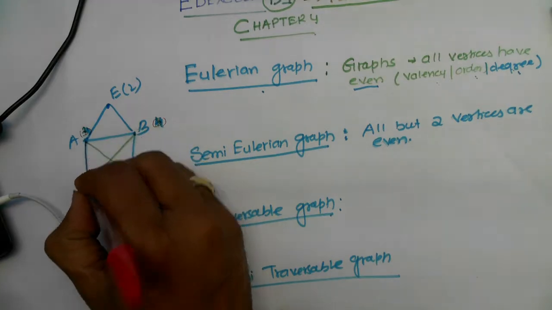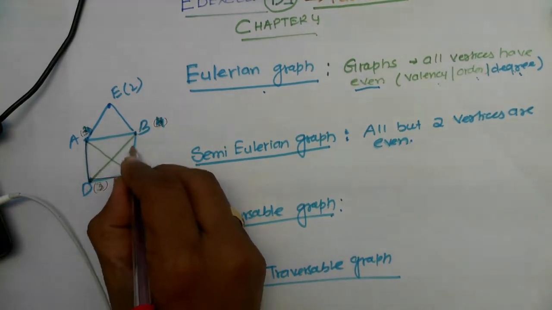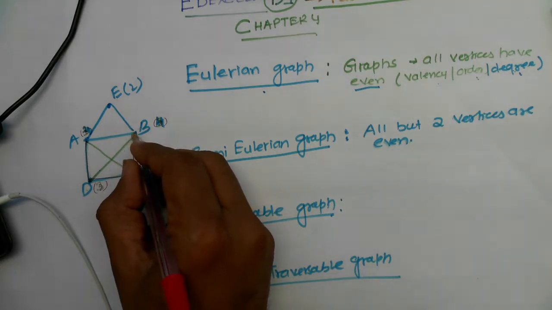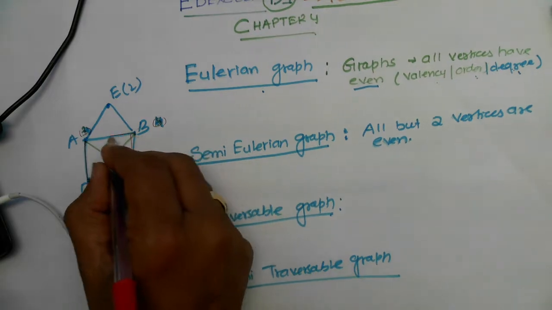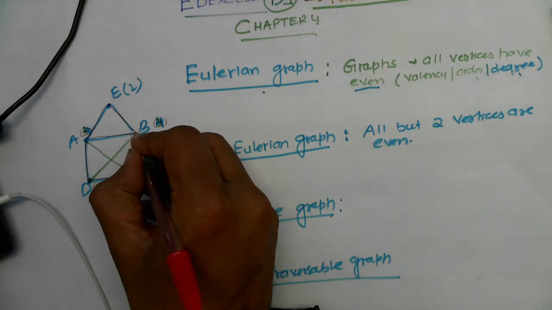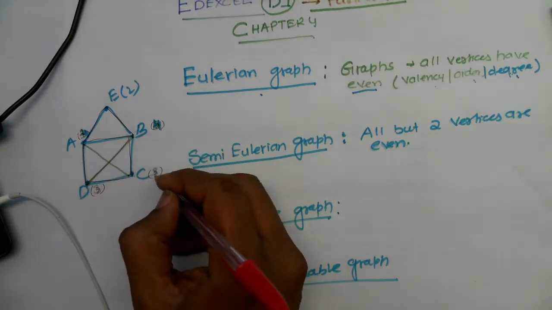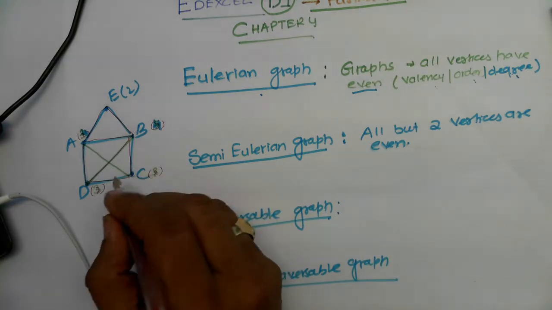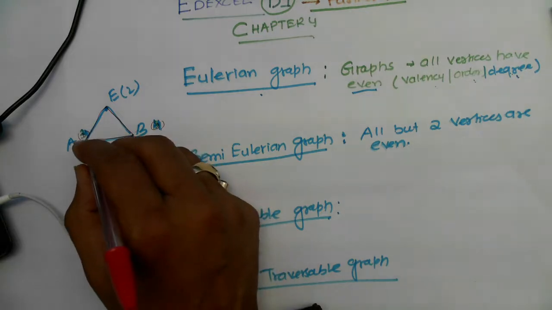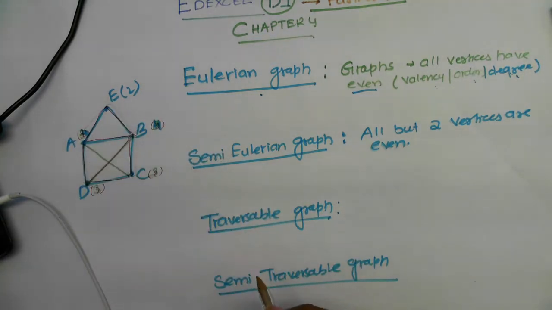So A, D, C. Hope I do this right. B. And now this one, this one, this one, and this one. Okay, so I can finish at a different vertex, which is odd. So I can start from C and finish at D, without traversing any of the other lines again. I can't start from A there, guys. So that's a semi-Eulerian graph, people, right?